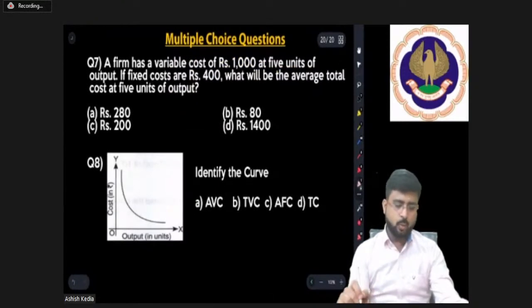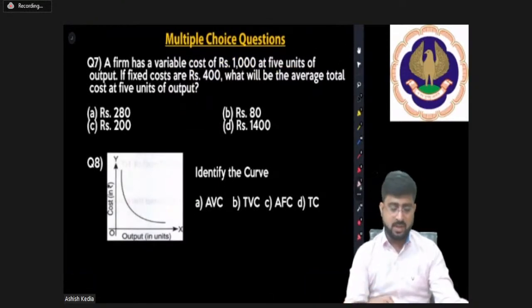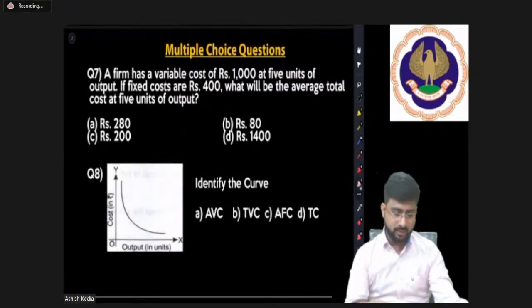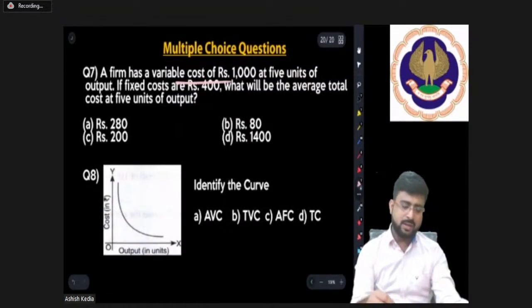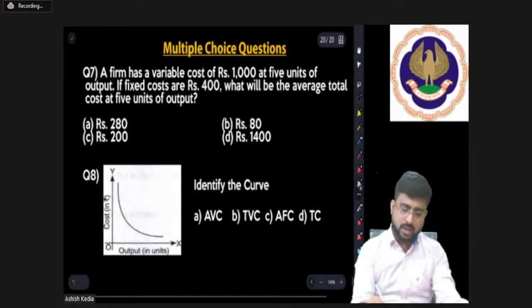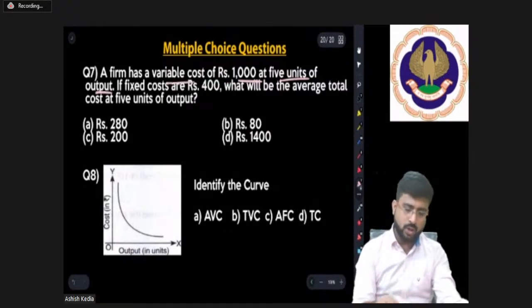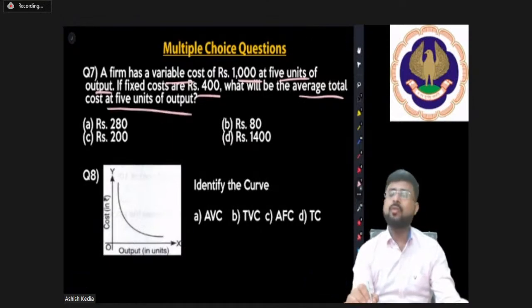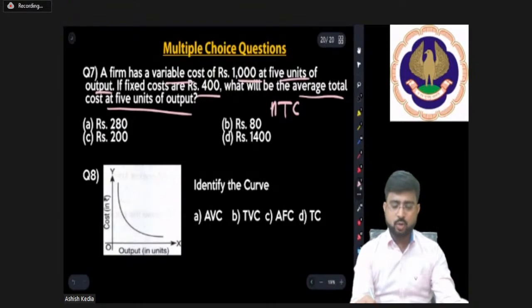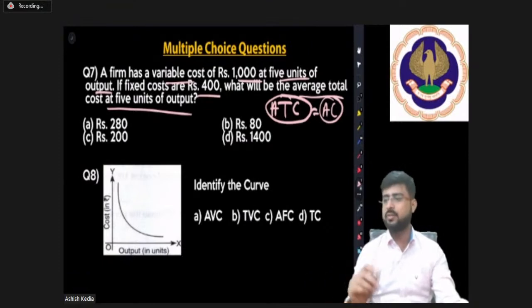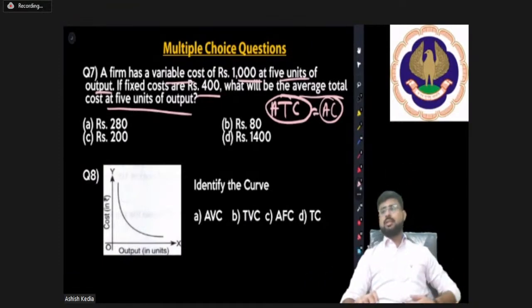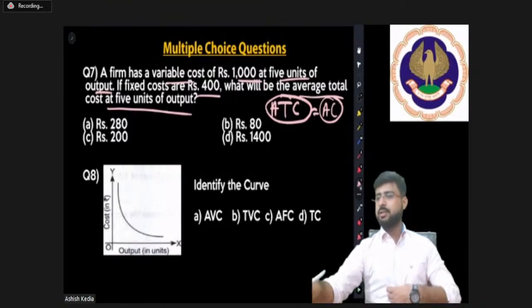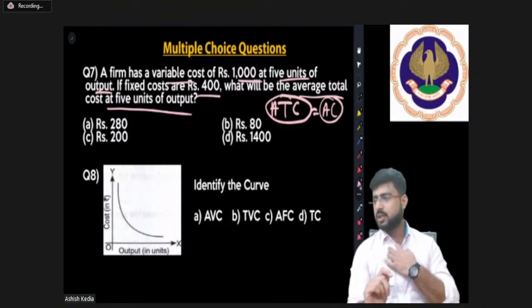Now let's see question number 7 and 8, who is able to solve. Okay, let's have a look, guys. Pay attention, everyone. A firm has a variable cost of rupees 1,000 at 5 units of output. Fixed costs are rupees 400. What will be the average total cost at 5 units of output? Average cost and average total cost are the same, so don't get confused. Now, guys, let me hear your answers, please. Come on, everybody, your answers, please.